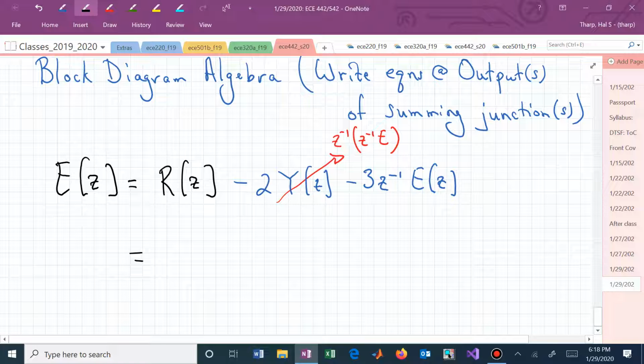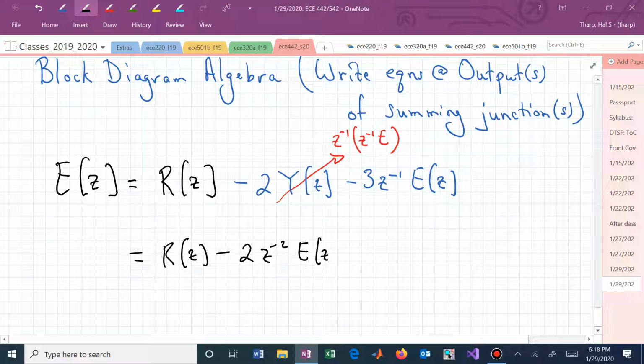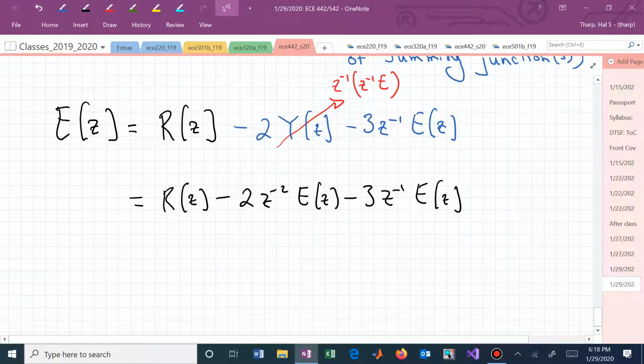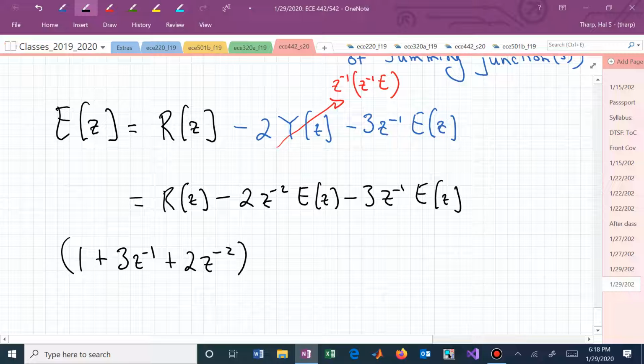I now can say that e is r of z minus 2 z to the minus 2 e of z minus 3 z to the minus 1 e of z. Now I have one equation that only involves 2 signals, e and r. That's good, because now I can find the ratio of those 2 signals. Let me put the e terms on the left. I have a 1, I have a plus 2. Well, let me write it with increasing negative exponents. Let's say 1 plus 3 z to the minus 1 plus 2 z to the minus 2 times e of z is r of z.